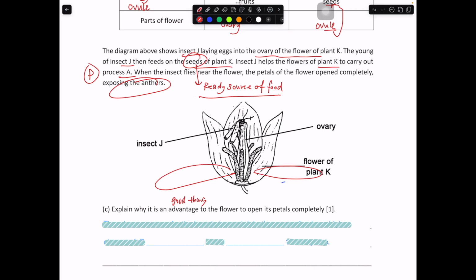So when you open up the petals completely, what will happen to J? It is easier for it to get inside the ovary to lay eggs, and indirectly they will touch the anther. The pollen grain will fall from the anther onto their wings or their body. Then they will transfer it to the stigma. So this will increase the chance of pollination, and you have a higher rate of fertilization. So this idea is really to increase the rate of pollination and fertilization.